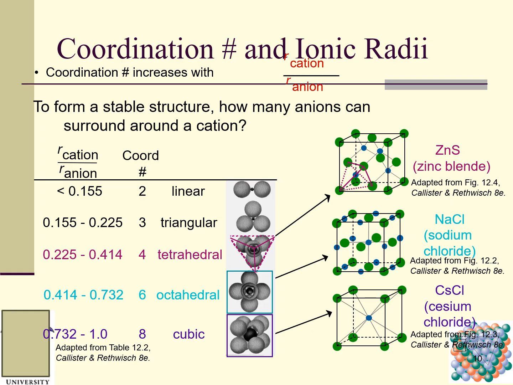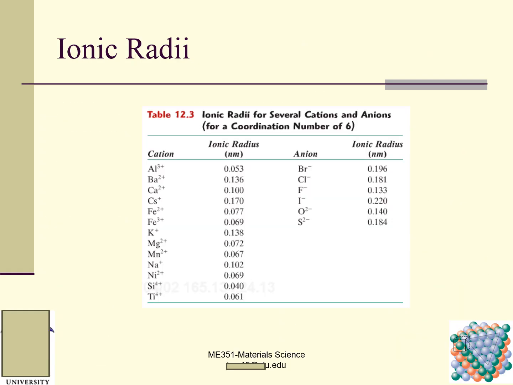And for this, we have sodium chloride. This is the salt we eat every day. And for this one, cubic, for CsCl, cesium chloride. Ionic radii. So this table shows ionic radii for several cations and anions. Cation, positive; anion, negative.